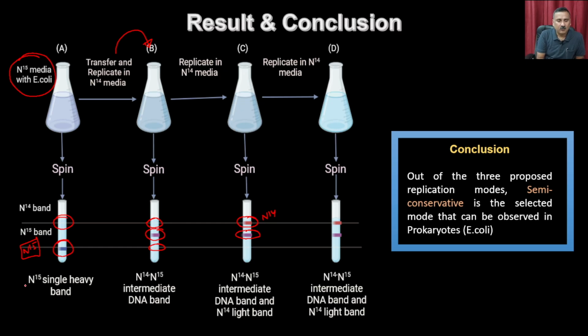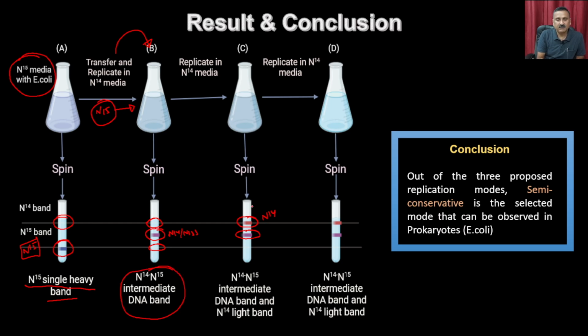So, if you are only growing the bacteria in the heavy media, you are going to have a single band at N15. But if you transfer it into N14 media, the DNA is initially N15. When you put it into the normal media, it is going to have 50% N14 and 50% N15, and as a result, after the first generation, you are going to see a band of intermediate density. So, this is N14 by N15, and this is the intermediate DNA.